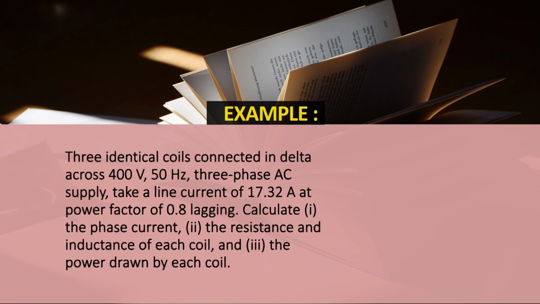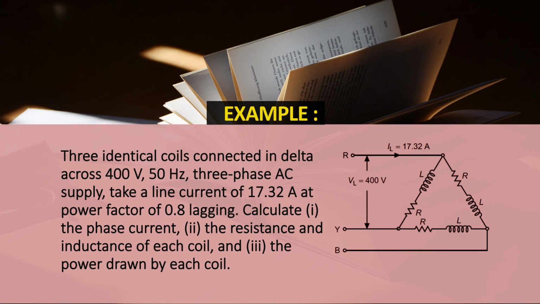Now we are going to discuss the second example. Three identical coils are connected in delta across a 400 volt, 50 hertz, 3-phase AC supply. Take a line current equal to 17.32 ampere at a power factor of 0.8 lagging. You have to calculate the phase current, the resistance and inductance of each coil, and the power drawn by each coil. Whatever quantities are given in the question, just extract them and note them down.